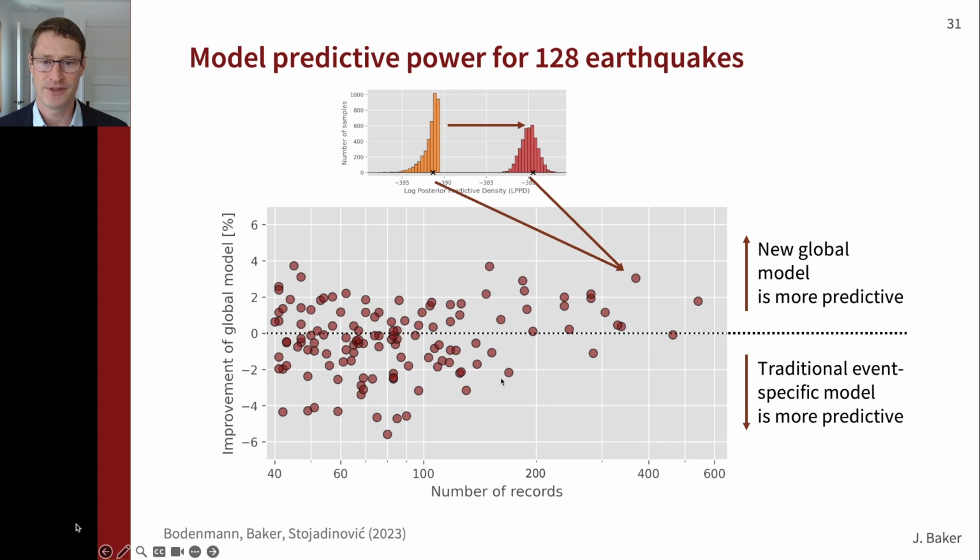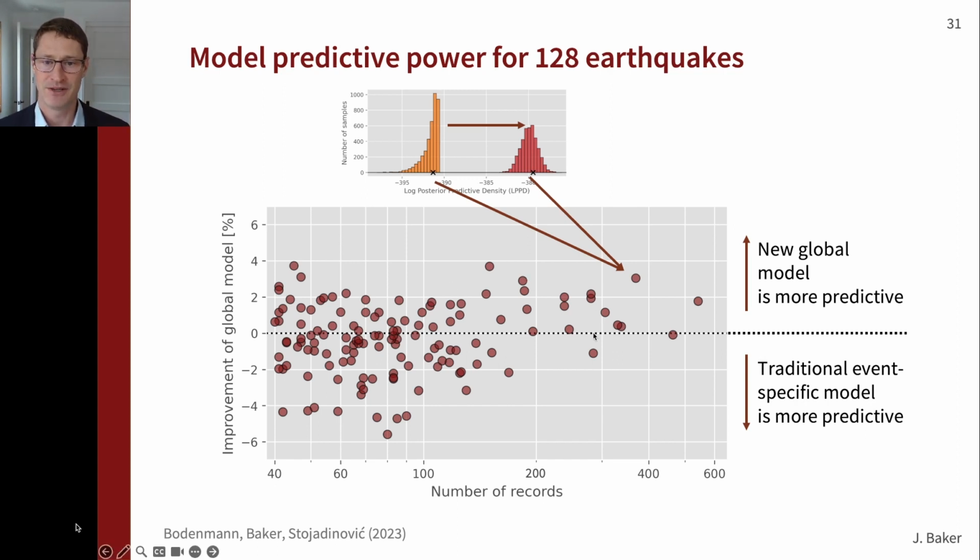So in this figure, each circle is one of those 128 earthquakes that were used in the overall fitting. The Chi-Chi event specifically is shown in this circle. The horizontal axis of the plot is showing the number of records in that earthquake. So there were almost 400 recordings in the Chi-Chi earthquake. And then the y-axis is showing the relative improvement of that global model relative to an event-specific model. I'll call the global model the 3 predictor parameter model with the extra coefficients. And then the event-specific model is just that distance only, but fit specifically to that event's data.